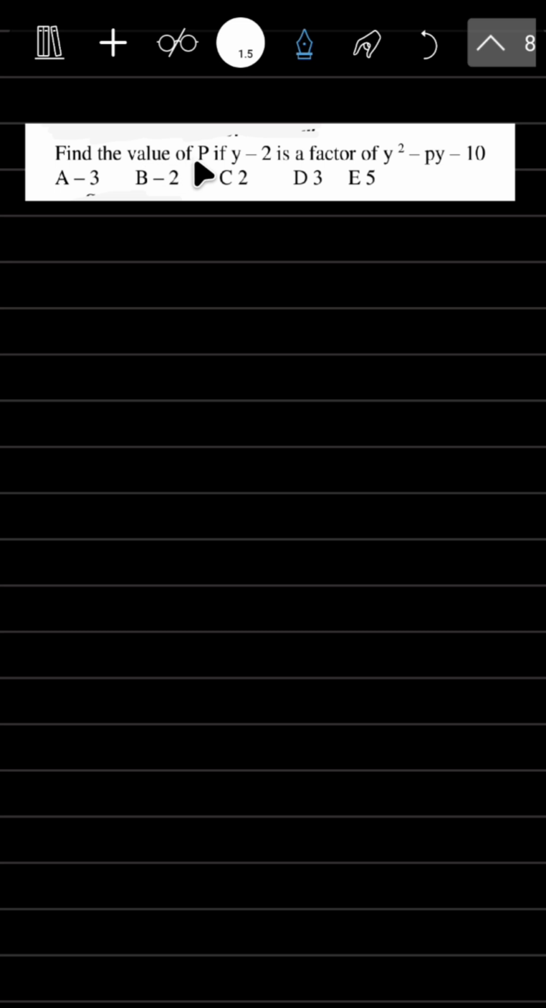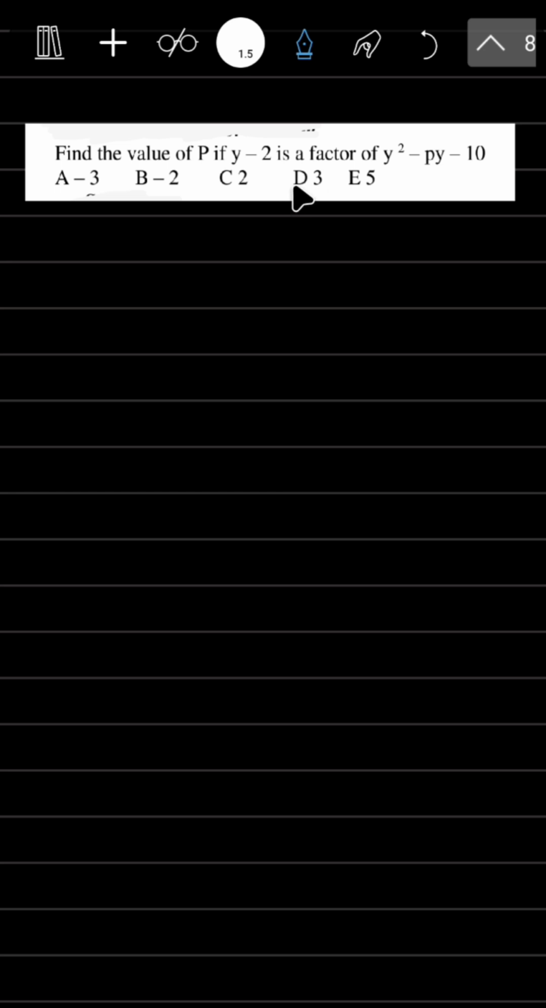Find the value of p if y minus 2 is the factor of y squared minus py minus 10. Here we have the options. So how to solve this question? This question is very simple. It's under quadratic expression. Okay, it's under quadratic equation. So whenever they give me a question like this, just remember it's under quadratic equation.